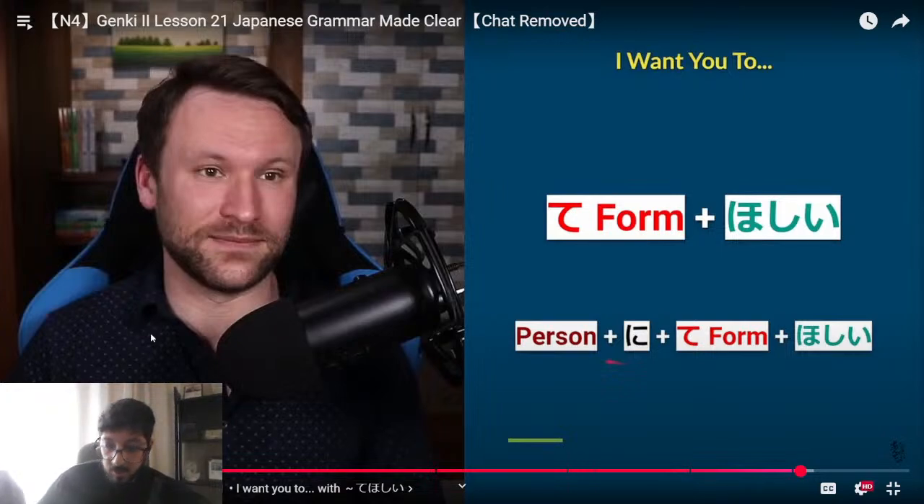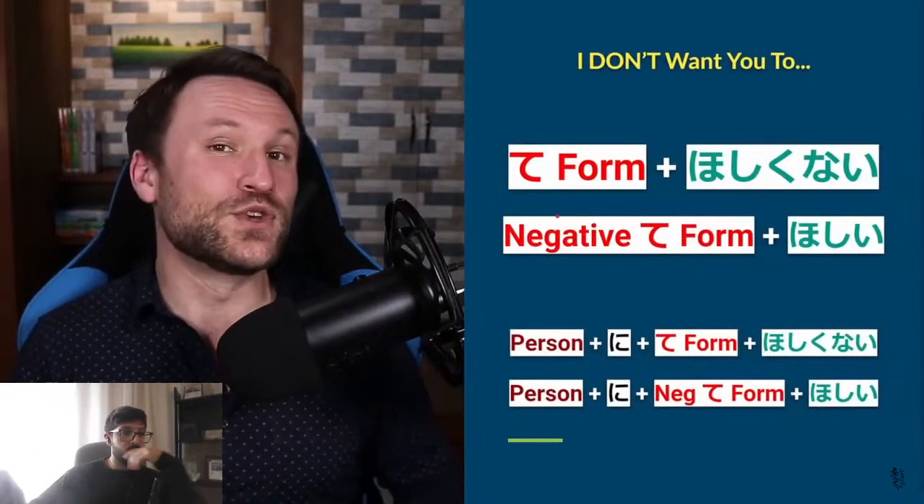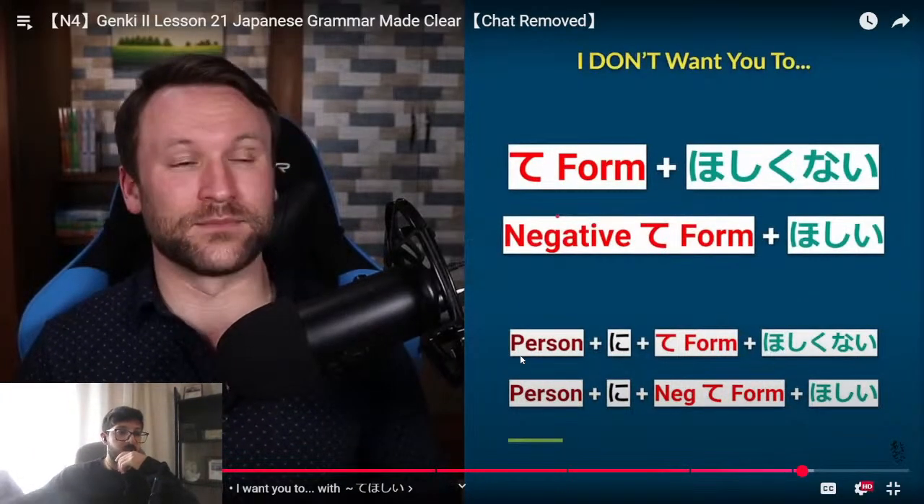Te form plus hoshi. Person plus ni, plus te form, plus hoshi. Okay. The ni particle. So person ni, te form, hoshi. If you don't want someone to do something, the title of the movie is Honey, I Shrunk the Kids.